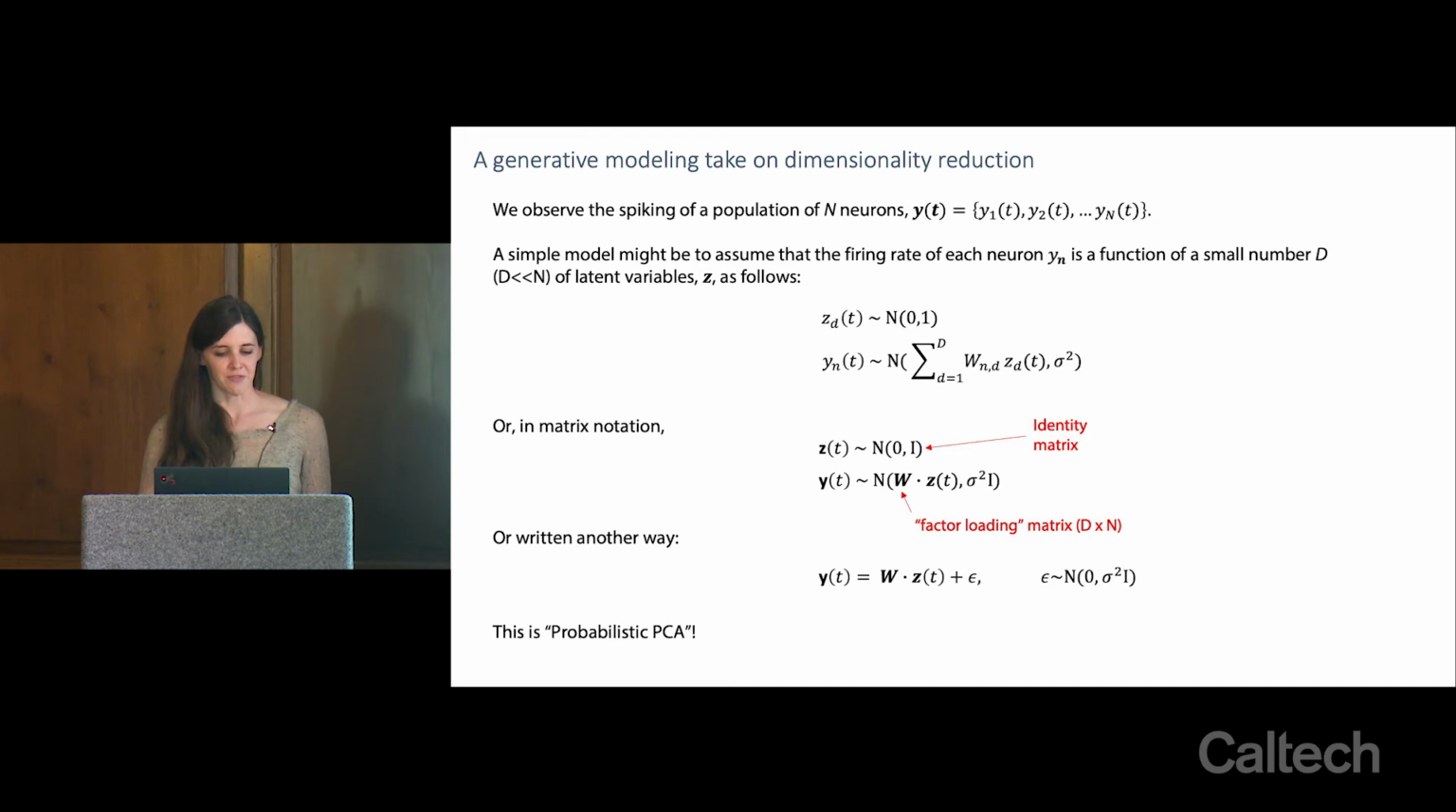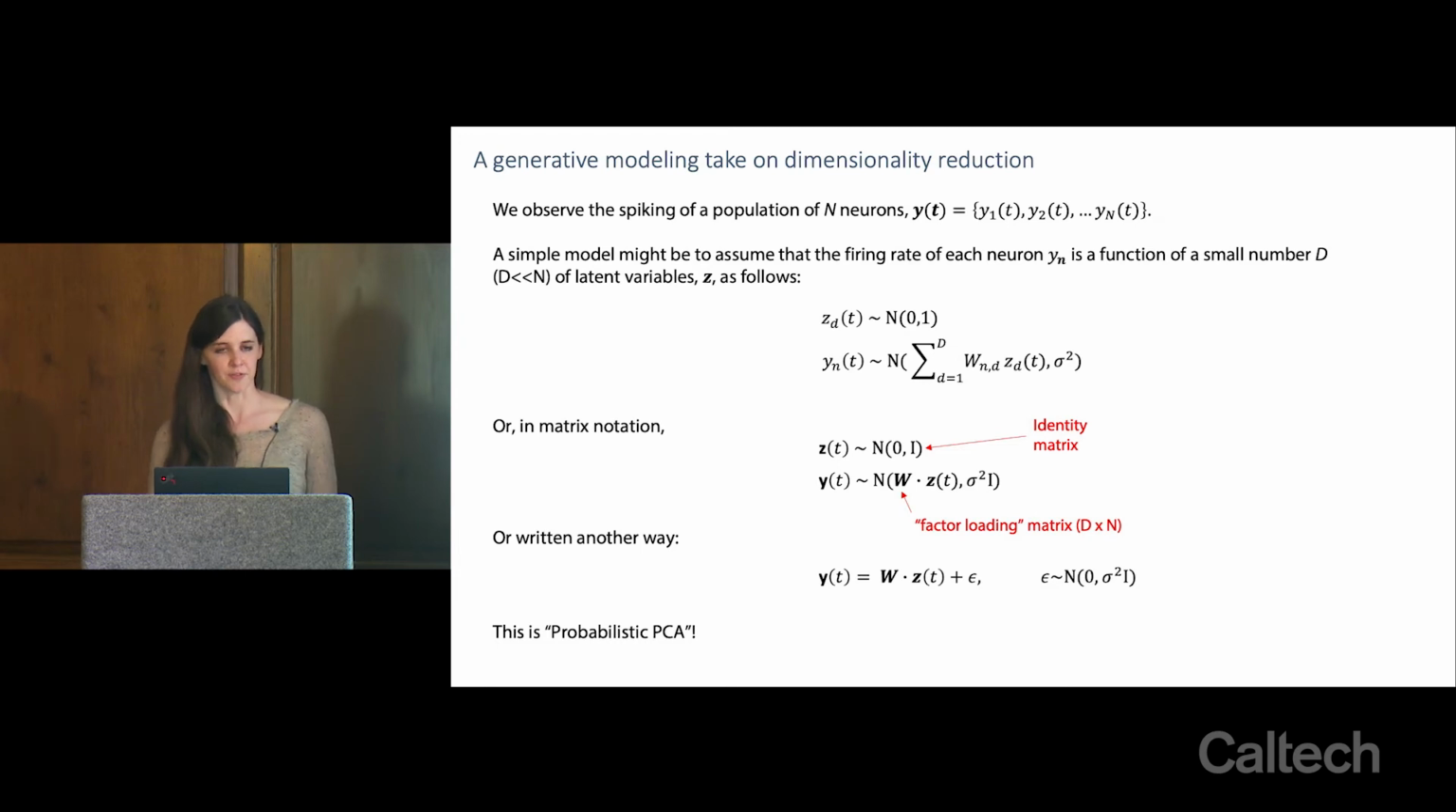If we take this and think of the same thing in matrix notation, then we're saying that our latent variables are all drawn from this uniform Gaussian distribution, and our observed spiking is a set of weights times those latent variables with independent noise in each neuron. And these I's here are the identity matrix. This W here is now a loading matrix that converts latent variables to observed spiking. And what we've arrived at here is a probabilistic derivation of principal component analysis.